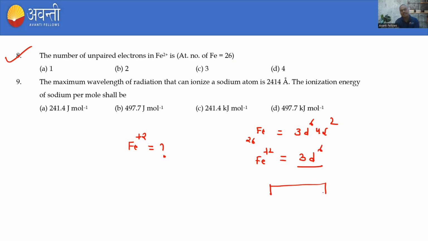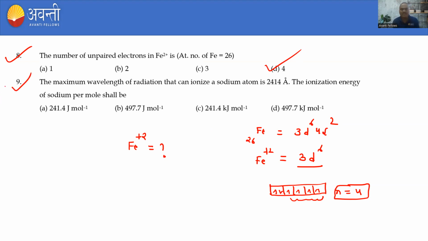Then how will you fill this? We all know that in the d subshell we have 5 orbitals. So just fill them like 1 electron, 2 electrons, 3, 4, 5, and 6 electrons. So the number of unpaired electrons is n equal to 4. So 4 electrons are unpaired, so the correct answer is 4. Okay, so this is a very, very simple question. Now, move to the next question.